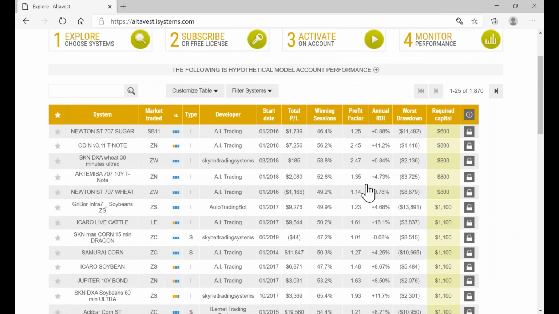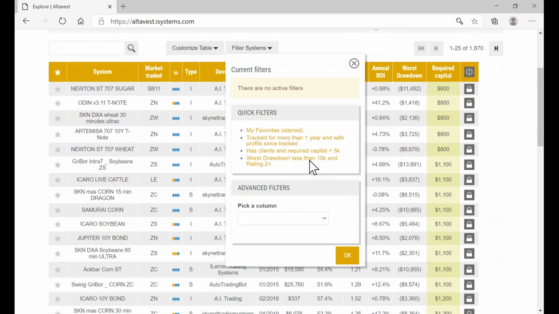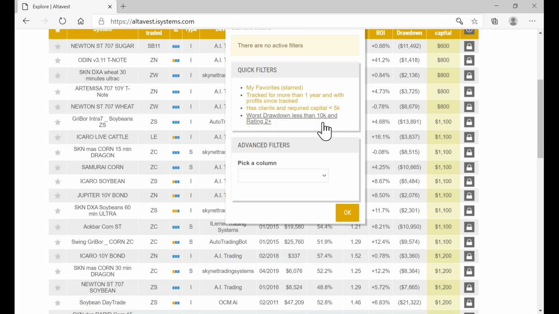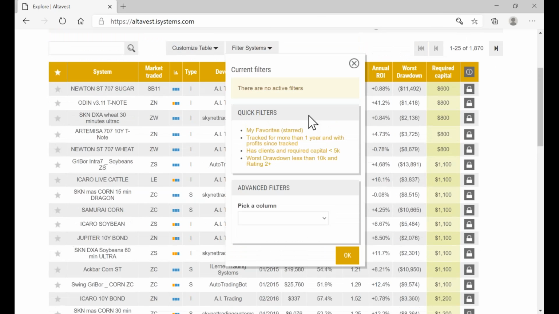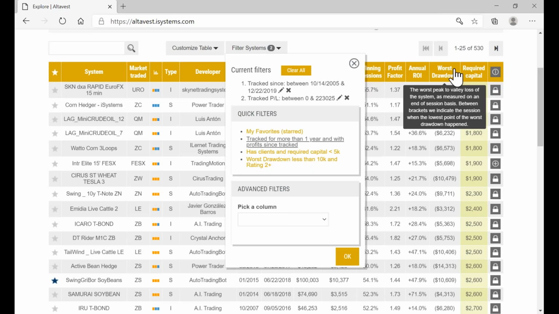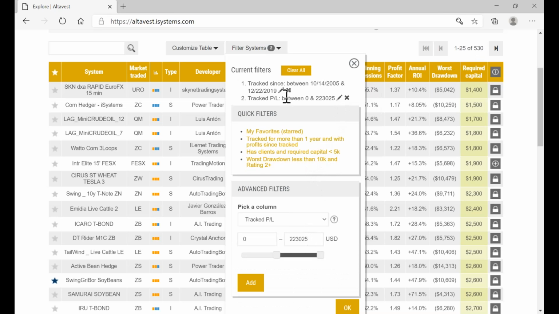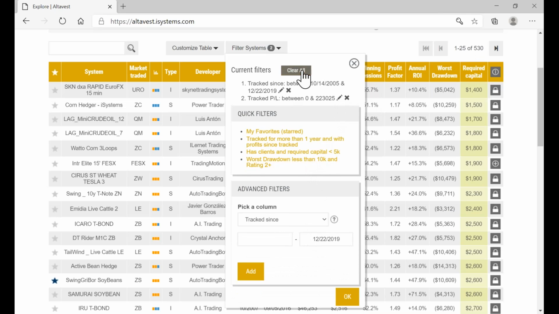And now here's the real key. How do you really explore? Well, this is what you can do. There are filters. There are the default quick filters right here. For example, if you're looking at this one, how about systems that have been tracked for more than a year and they're profitable since being tracked? So now you have 530 systems to look through. Now, if you want to edit that in any way you can, you could clear that filter.